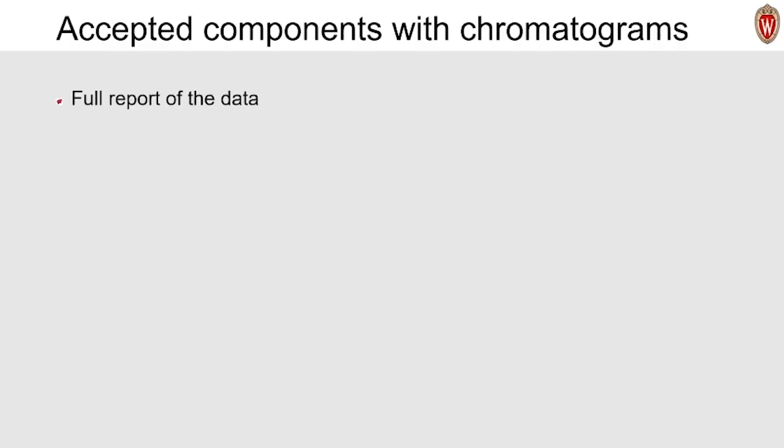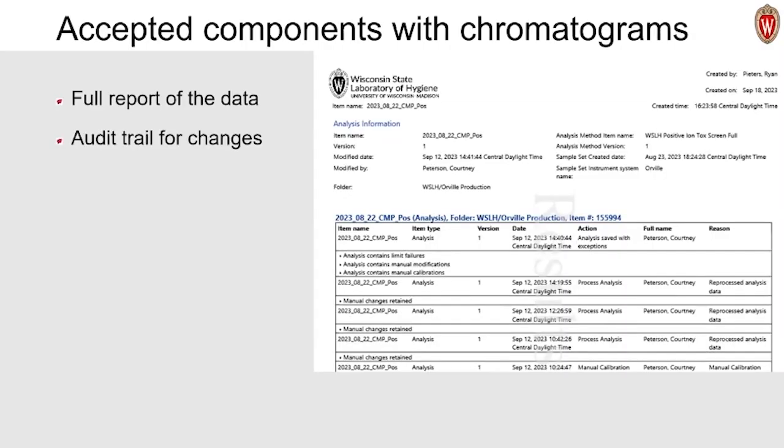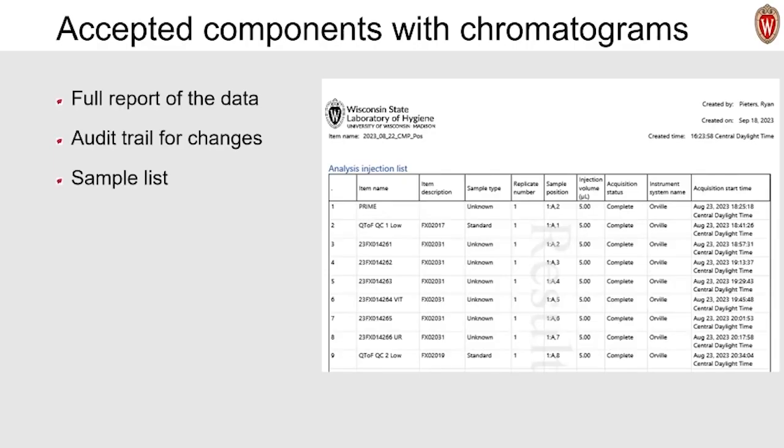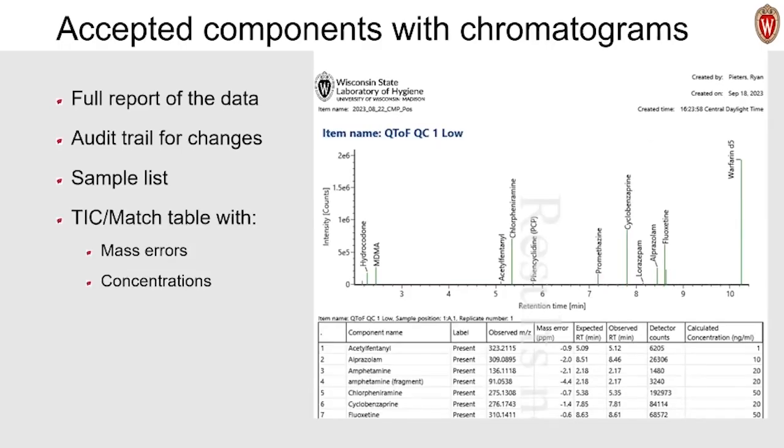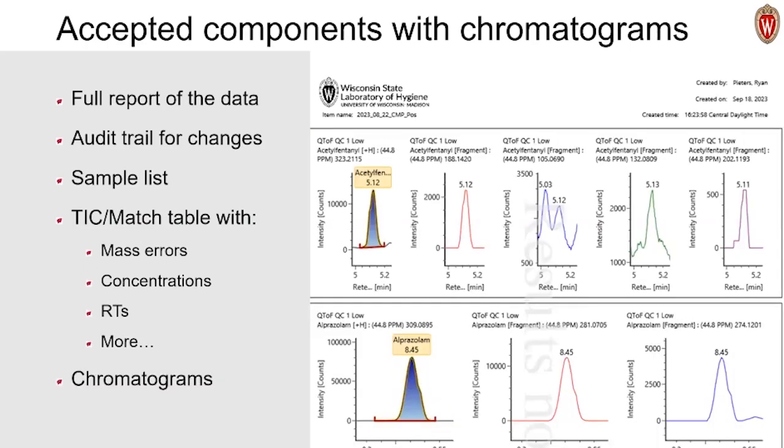And our third report. This is a big one that contains everything that we need to talk about the data. It is a full report of all of the data. It contains the audit trail for the analysis. It contains the sample list with each injection. And then it contains a match table for each of the compounds found in each sample. Then it contains the chromatograms for each of those matches and any fragments that were found.